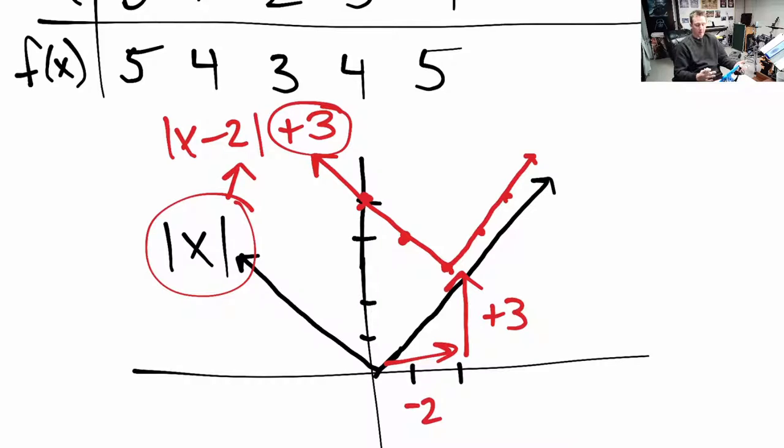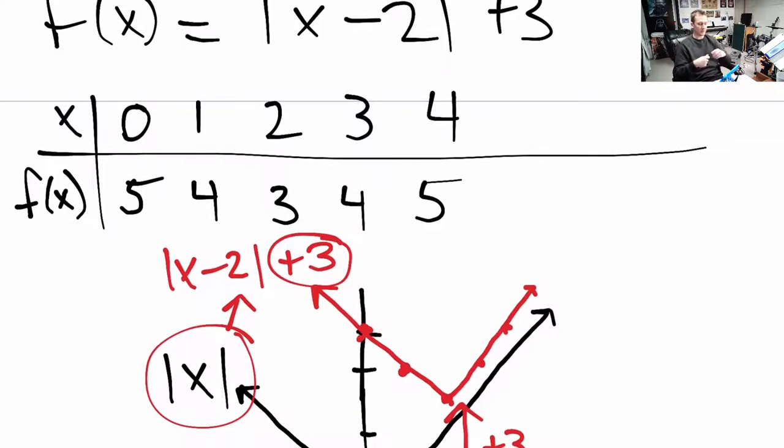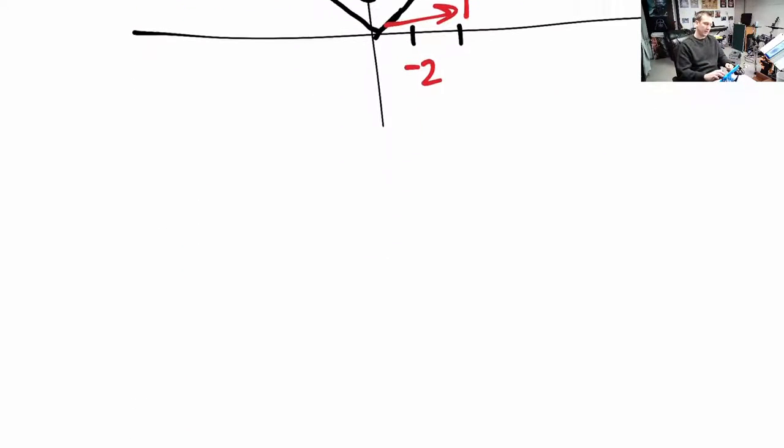This is what absolute value graphs look like. They look like a V. So if you do a couple of these by just plotting some points that you've calculated from the rule, it's going to be pretty quick. You'll figure that out real quick.